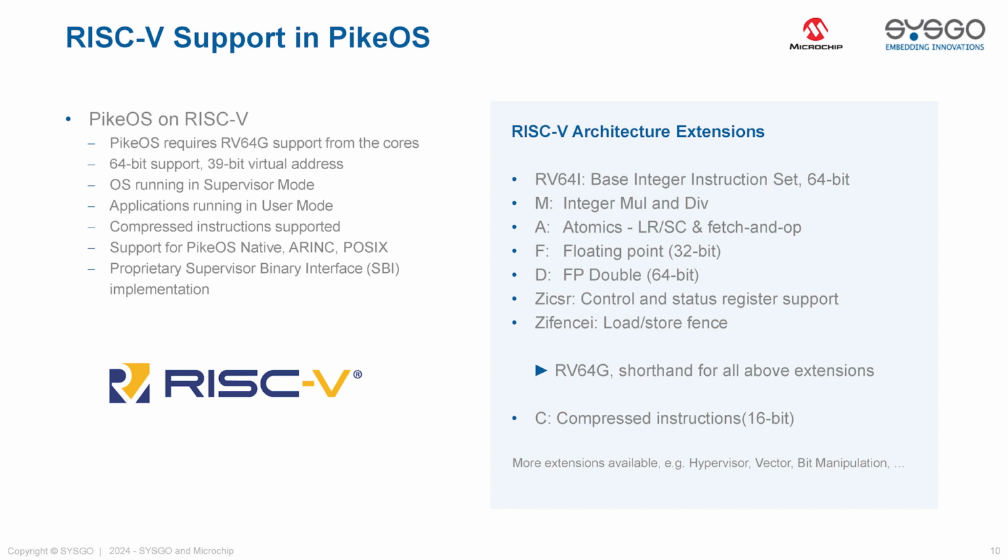For RISC-V, PikeOS requires RV64G core support, and we support all the extensions which are defined by that. We have implemented 64-bit support with a page-based 39-bit virtual memory system. The operating system is running in supervisor mode, and the applications are running in user mode. PikeOS also supports the compressed instruction extensions, and we have support for the PikeOS native personality, ARINC 653 and POSIX, and have a proprietary supervisor binary interface implementation.